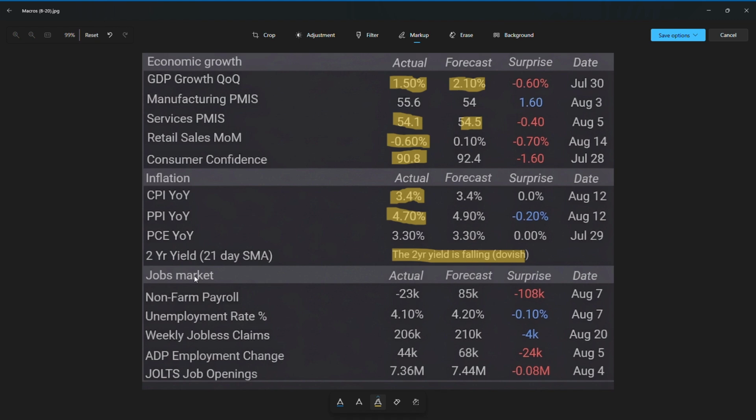Similarly, the jobs market has been showing signs of weakness, with a negative 23,000 jobs number that came out in the last NFP release, which was a big letdown, right? And I think we'll look at the number and I'll show you how this has been trending lower. We did have unemployment drop from 4.2% to 4.1%, which was more or less a bullish signal.